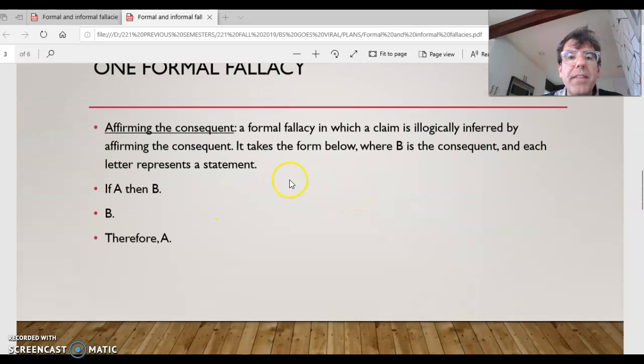Affirming the consequent is a formal fallacy in which a claim is illogically affirmed by affirming the consequent, which takes the form below, where B is the consequent and each letter represents a statement. So any argument that's in this exact form commits the fallacy. The consequent is B, and then the consequent is affirmed in the second line, and then you get the claim, which is illogical.